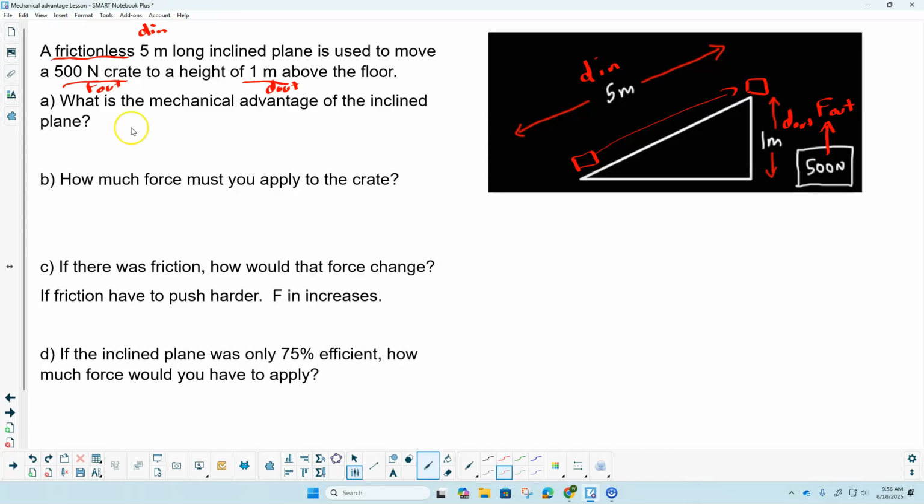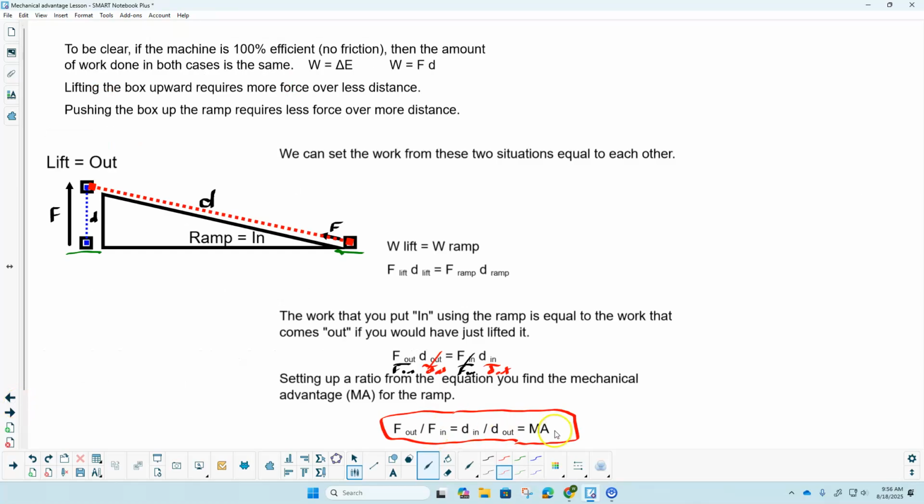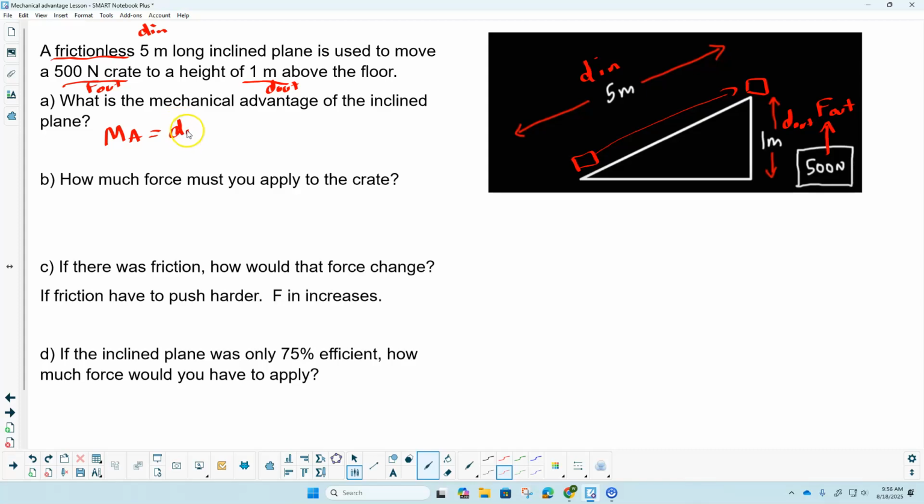Part A wants to know the mechanical advantage. If we go back to our equations, we use whichever one makes sense. We know the distances, so I'm going to use this one. It's distance in over distance out. The distance that I'm going to put in is 5 meters. The distance out, I'm going to get 1 meter up. So 5 divided by 1 is just 5. So 5 is the mechanical advantage of this situation.